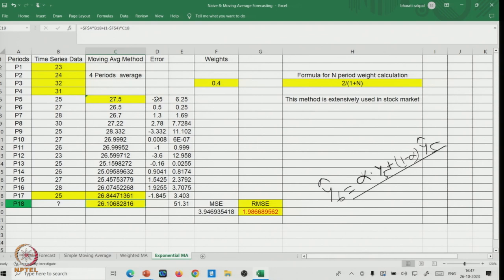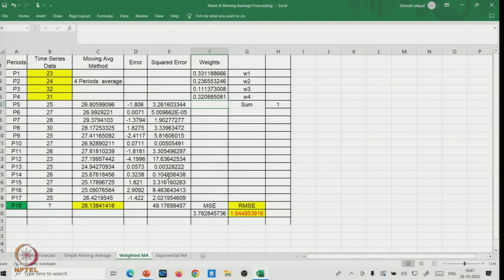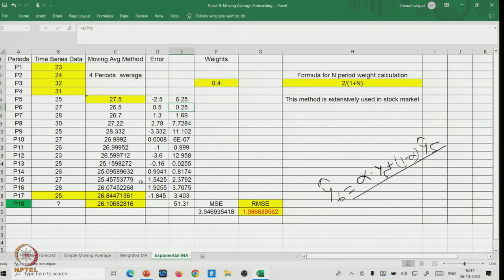Now we have calculated the error here. Look at the error, actual minus forecast. This way I have calculated all the errors, and the square part we have taken. I have calculated only the mean square error in this sheet. But in the previous session we discussed the detailed calculation, right? For MAD, MAPE, and MSE, etc. And we have done the calculation for simple moving average and for weighted moving average. We have done that for this method also in some session. So now we are considering only the MSE and the RMSE value.